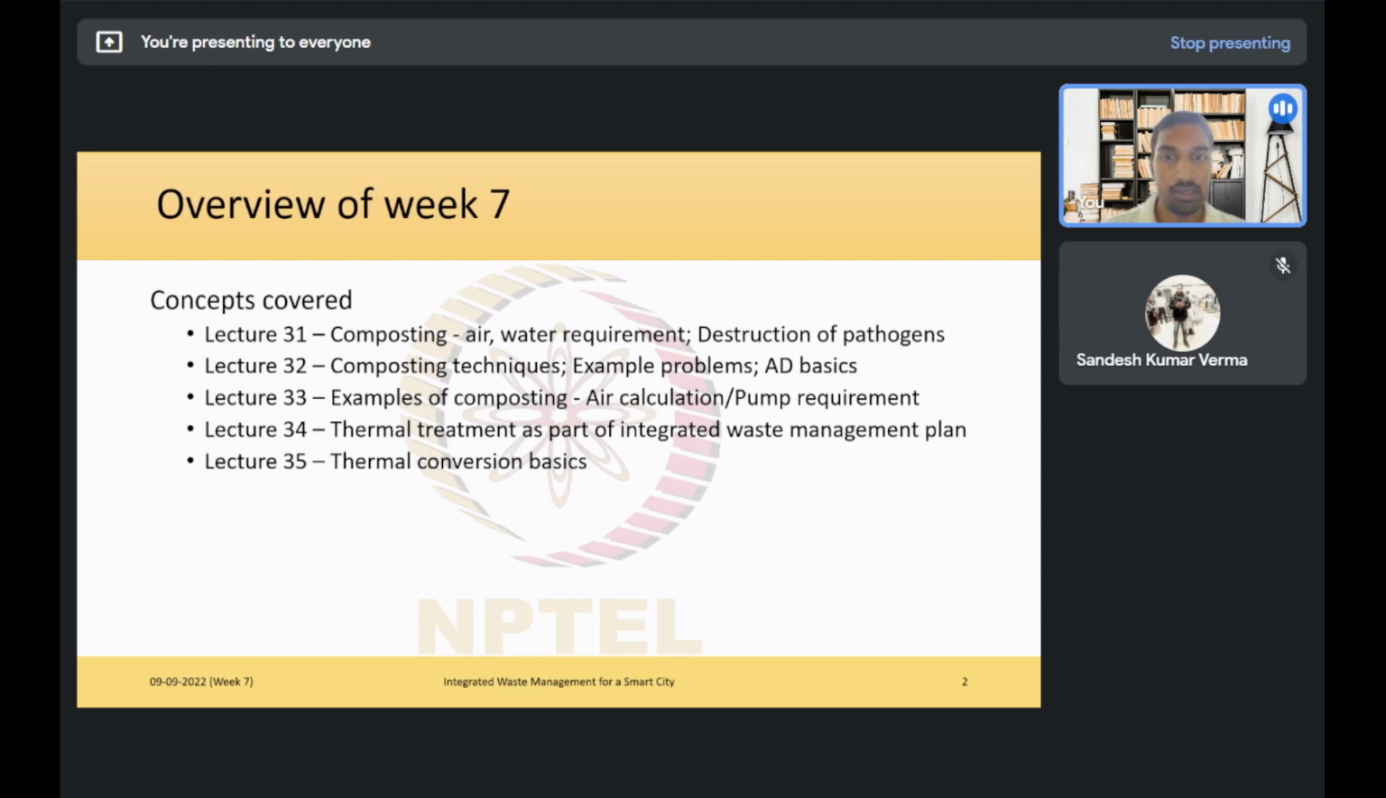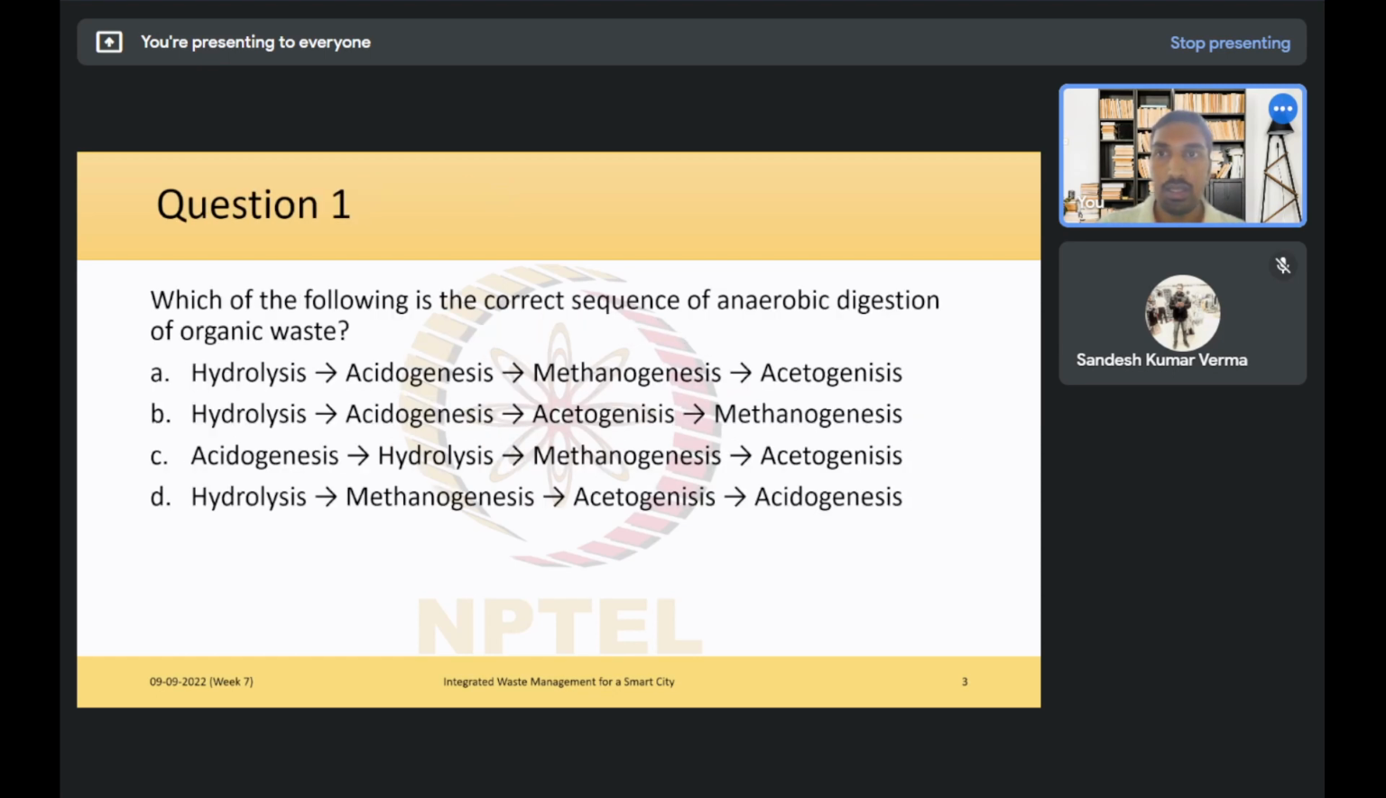Right, so with that, we'll start this week's problem solving session. The first question is about anaerobic digestion. There is a sequence of steps that take place in anaerobic digestion. Different combinations of these steps are provided here, and we have to pick the correct sequence of steps that take place in the anaerobic digestion of organic waste. There are four options. The four broad steps, in no particular order, are hydrolysis, acidogenesis, methanogenesis, and acetogenesis. We need to find out which is the right order.